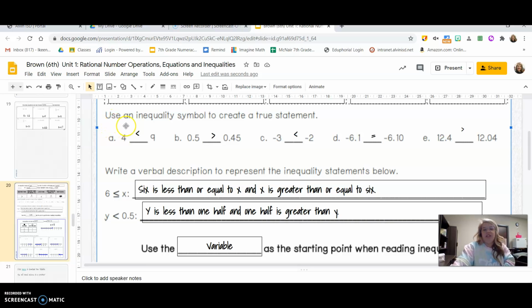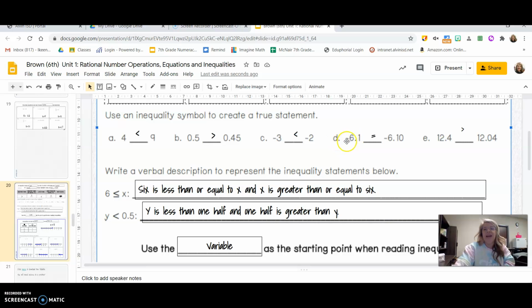So the next part of this is to use an inequality symbol to create a true statement. This one would read, A, 4 is less than 9. B would read, 5/10 is greater than 45/100. C, -3 is less than -2.